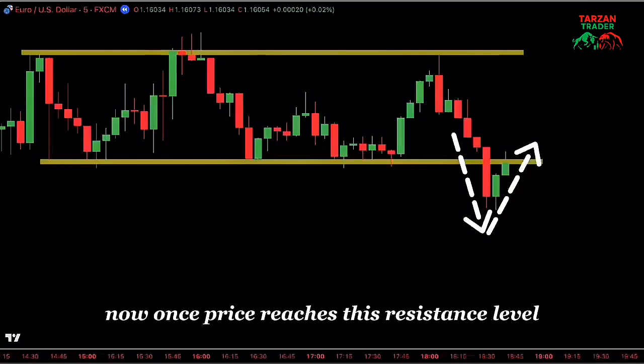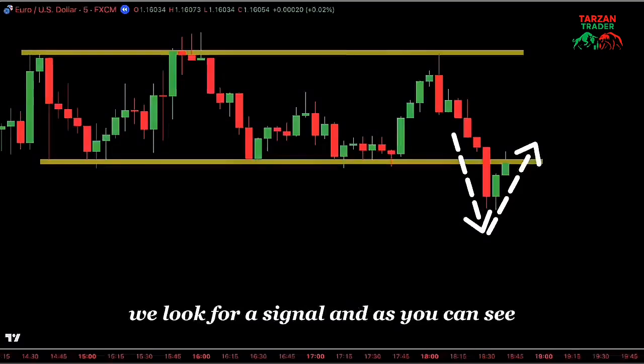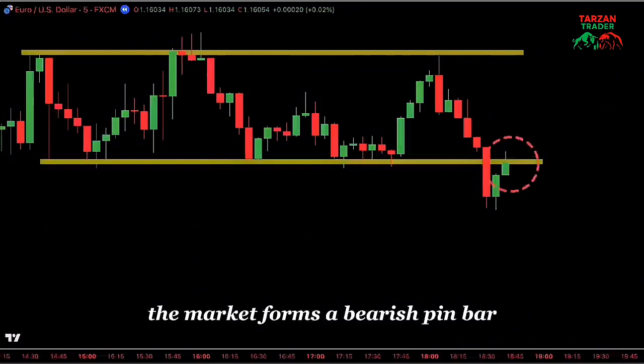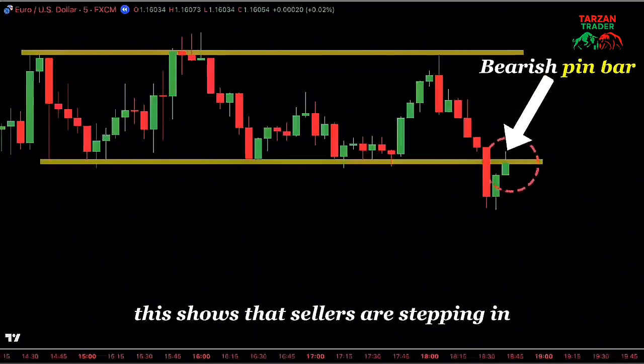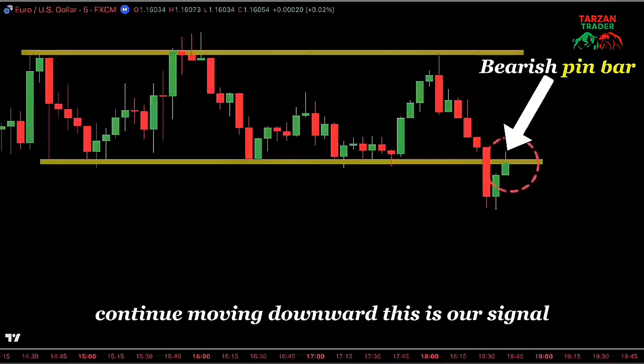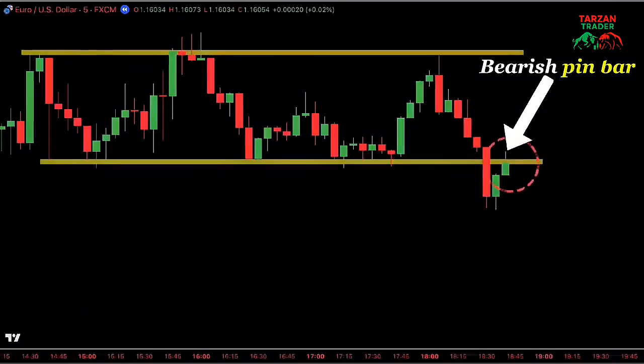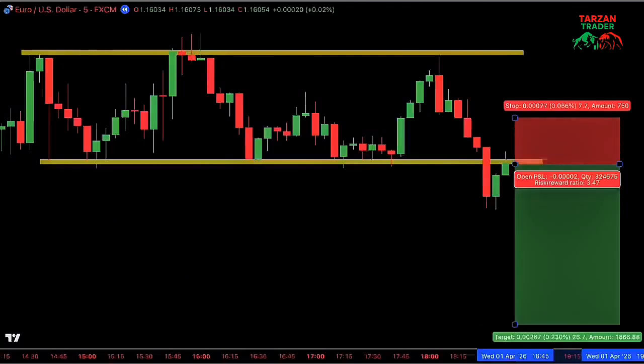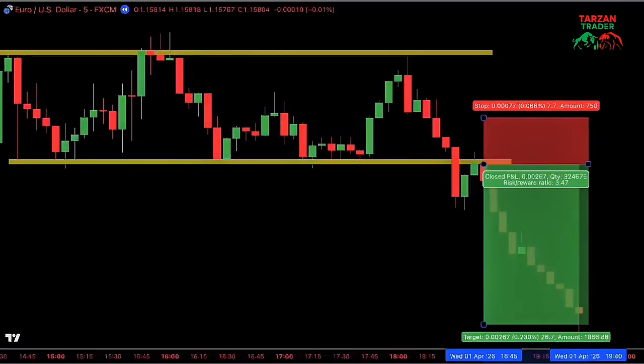Now, once price reaches this resistance level, we look for a signal. And as you can see, the market forms a bearish pin bar. This shows that sellers are stepping in and rejecting the level, indicating that the market is likely to continue moving downward. This is our signal. Now we execute the trade. We place our entry at the close of the bearish pin bar, set our stop loss above the resistance level to protect our position, and target the next key level on the chart. And as you can see, after entering the trade, the market continues moving downward and reaches the target.